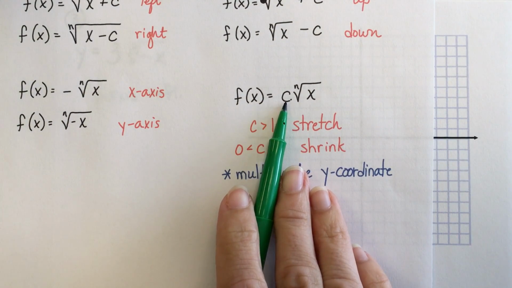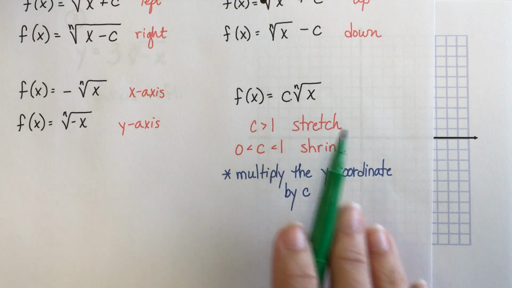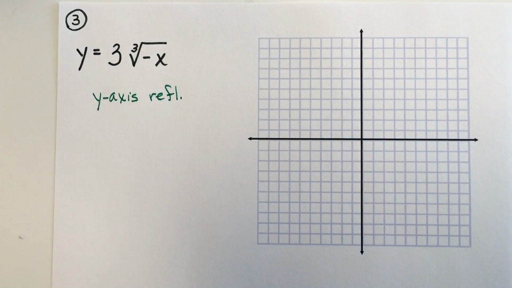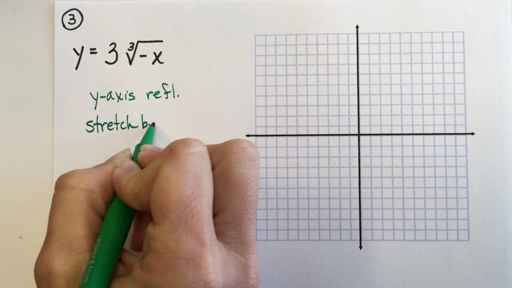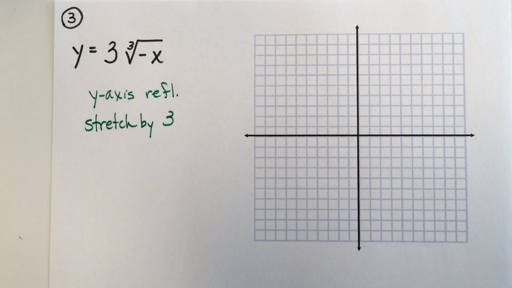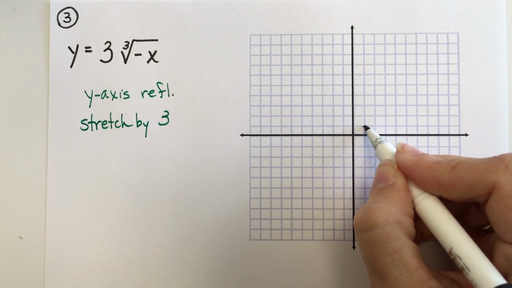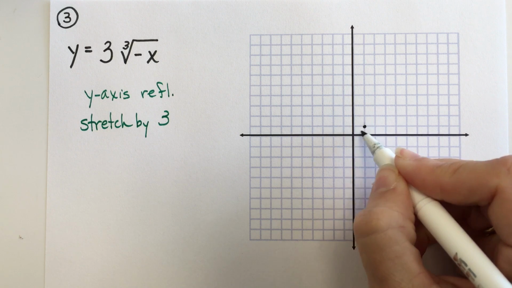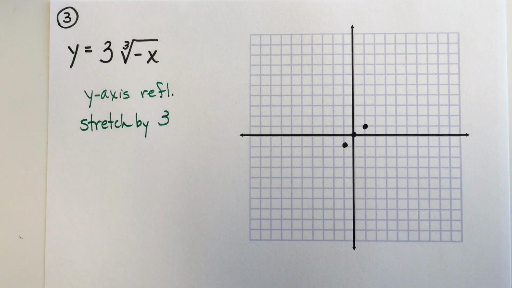Remember, if you have a number in front multiplied, it's either a stretch or a shrink, but if it's bigger than 1, then it's referred to as a stretch. So we'll have a stretch by 3, okay? Now, the points I gave you for cube root, I gave you 1, 1, 0, 0, -1, -1, okay? So, first of all, I've got to do the y-axis reflection.